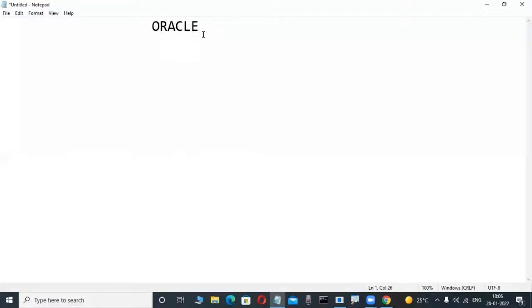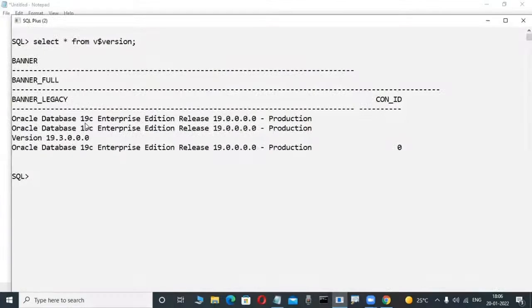Oracle 1.0, 2.0, 3.0, 4.0, 5.0, 6.0, 6.1, 5.1 also there. And now 7.0, 7.1, 7.2, 7.3, 8.0, 8.1.5, 8.1.6, 8.1.7. That is also called 8i, 9i, 10g, 11g, 12c, 18c, 19c, and the latest one, 21c. But in our class, this software is available, 19c, we are learning only.